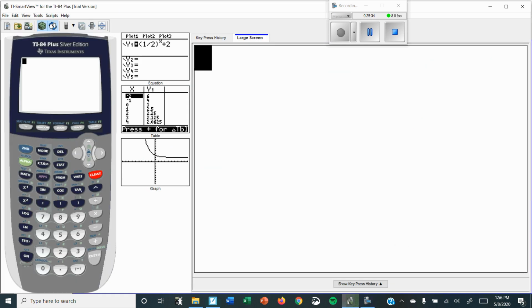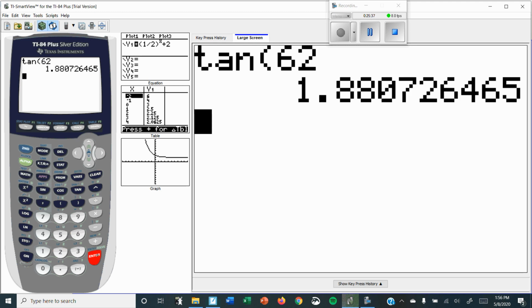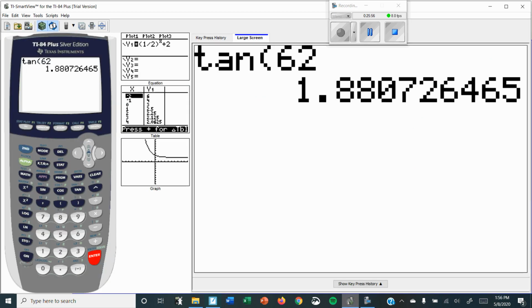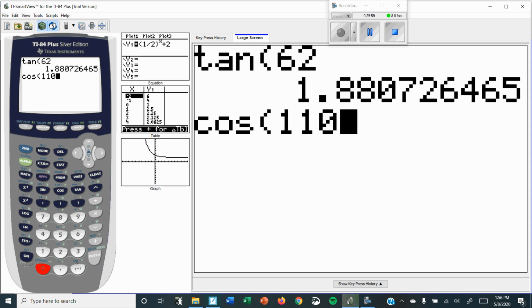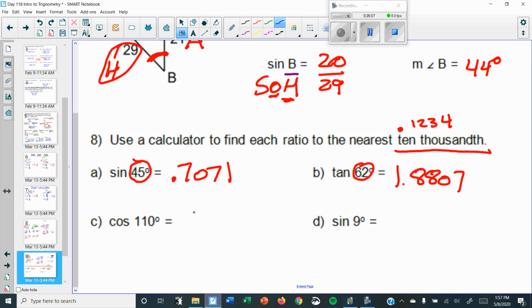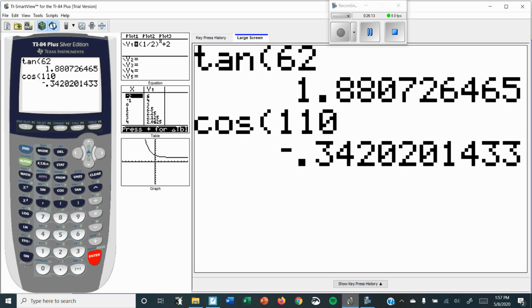Okay? So now tangent of 62. So we go to the calculator, you just click regular tangent 62, and you're going to copy that 1.8807, and then there's a 2. Remember, we need 4 decimal places, so that 2 doesn't do anything, so it's just 1.8807. Okay, cosine of 110. Negative 0.3420, and that 2 won't do anything, so negative 0.3420. And then sine of 9.